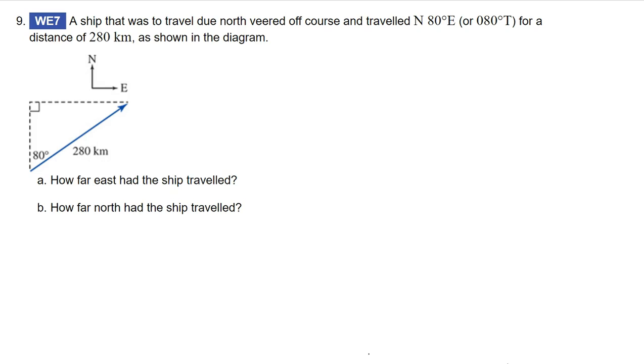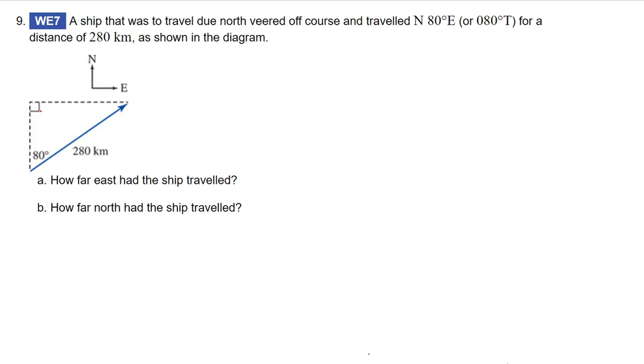So this first question: a ship was meant to travel north. It veered off course and went north 80 degrees east. So that's that line there, for 280 kilometres. And we've got two questions there. How far east did the ship travel and how far north did the ship travel? So it gives you a guide up here. Any lines that are going directly upwards, they're heading north. Any lines heading horizontally are east.